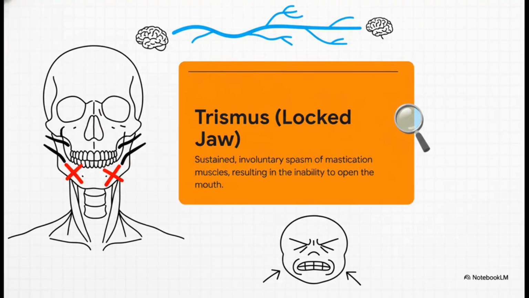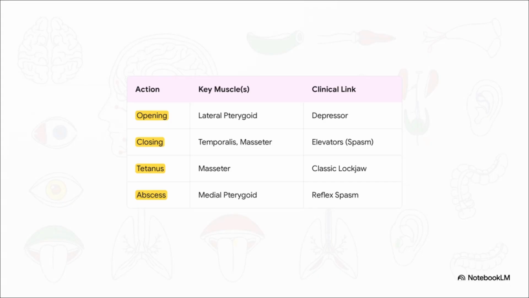So what is trismus formally? Well, it's defined as a sustained, involuntary spasm of those muscles of mastication, and the result for the patient is an inability to open their mouth, which, as you can imagine, is a pretty distressing and painful experience. So, what's the mechanism behind this? It all comes down to innervation, in a balance of power. All the muscles of mastication are supplied by the mandibular nerve, CN V3.